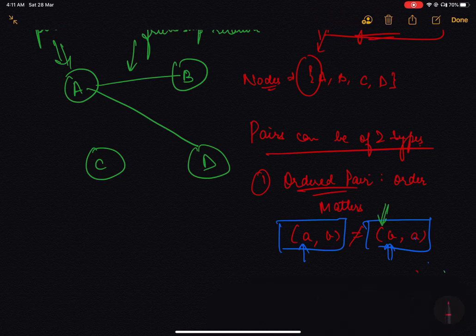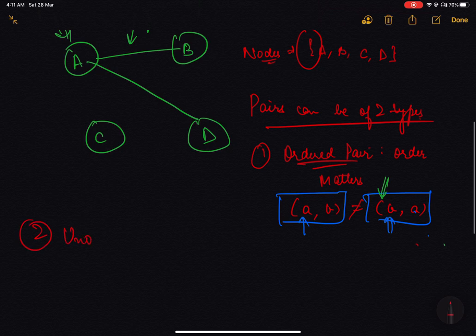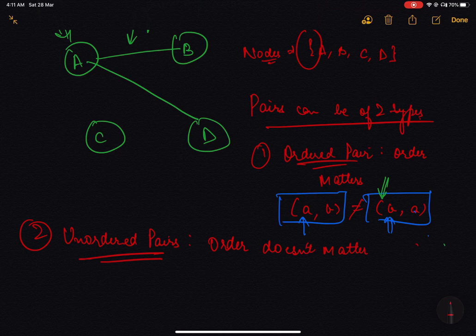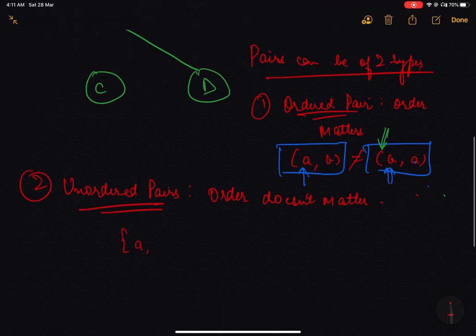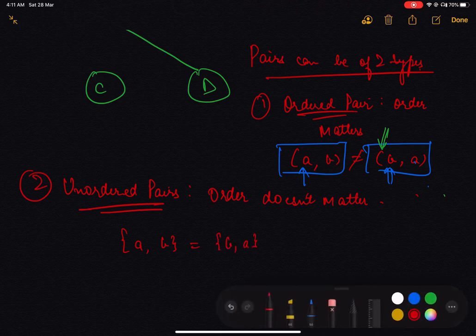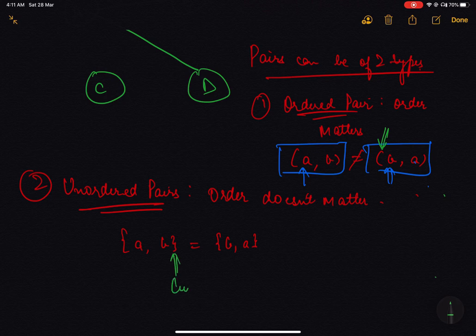The second kind of pairs are unordered pairs. As is itself explained by the name, the order doesn't matter here, which means that A comma B is equal to B comma A. An unordered pair is represented by a curly brace. If you recall, this is also representation of a set. And also, as you might know, in set, order doesn't matter.